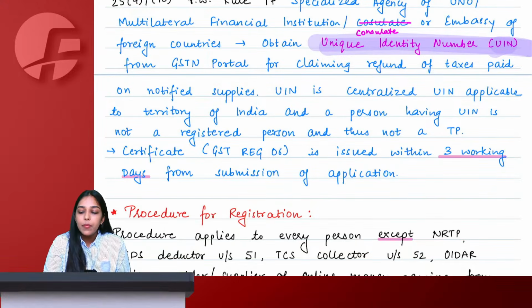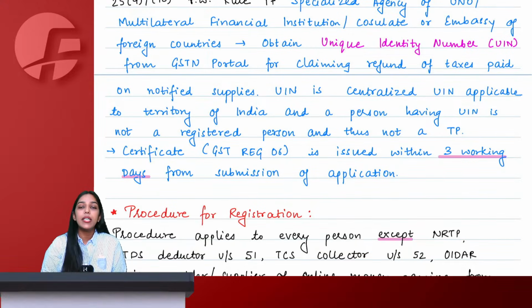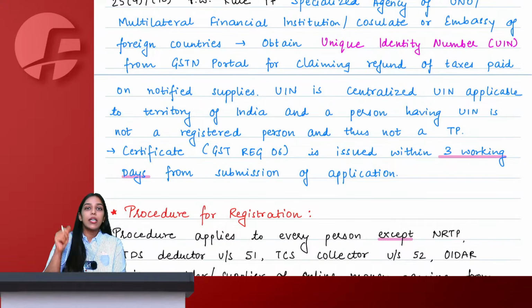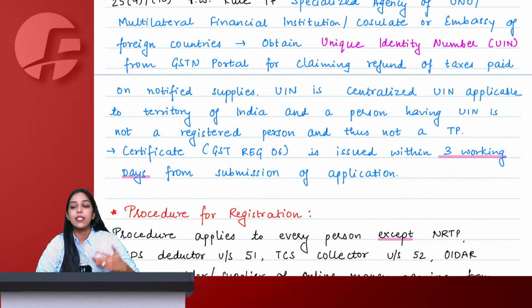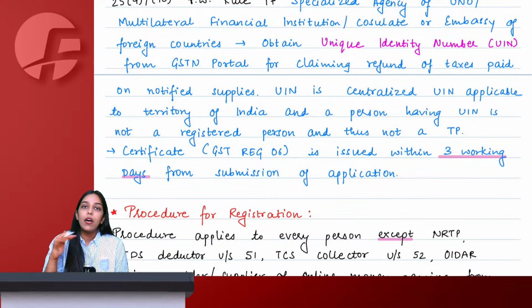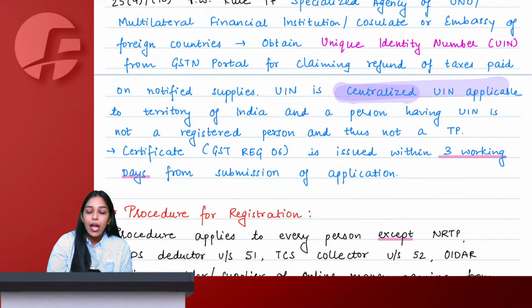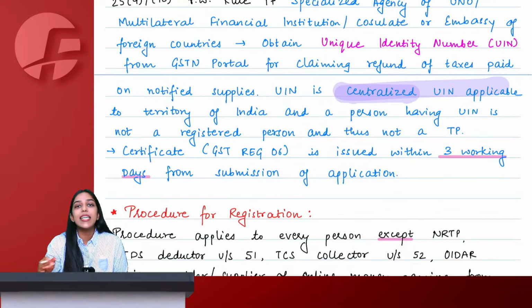Why, ma'am? Because whenever these people make some kind of purchases from India, we give them a refund of whatever taxes they pay in India. Now to claim this refund, they will have to obtain a unique identity number. Therefore, they only take this number to get a refund. Otherwise, they do not have to do all the compliances that a normal registered person does. We do not consider them as registered persons. They will not have to take separate UIN numbers state-wise. They take only one UIN number which is valid throughout India. So we say UIN is a centralized UIN applicable to the entire territory of India.